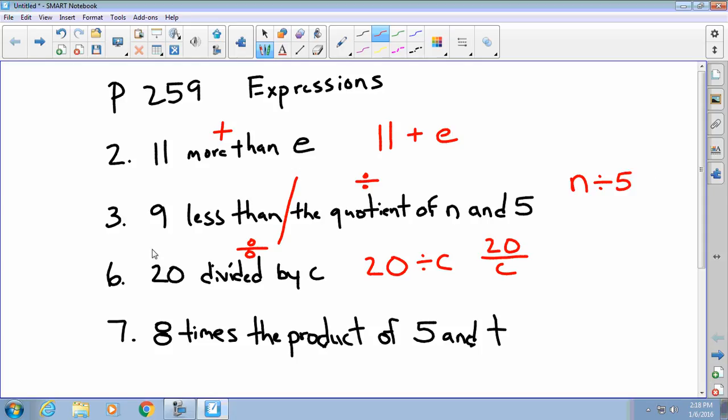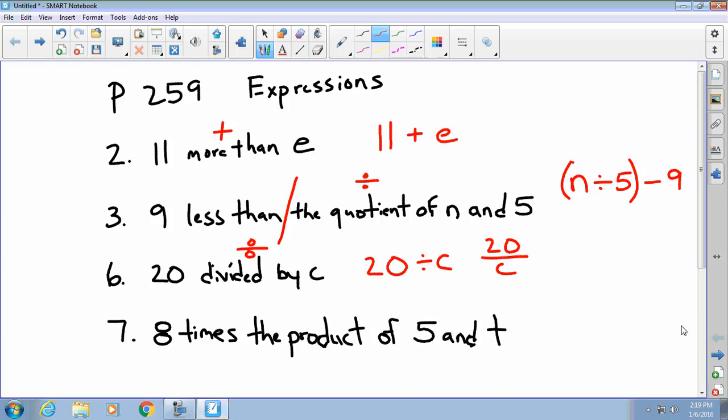Now, the second part is the 9 less than. 9 less than just means we are going to subtract 9 from whatever the quotient of n and 5 is. So what you would need for number 3 is to add a few parentheses, like that. So make sure we're doing n divided by 5 first, and then we are subtracting 9. That's why we like to have parentheses in for number 3.